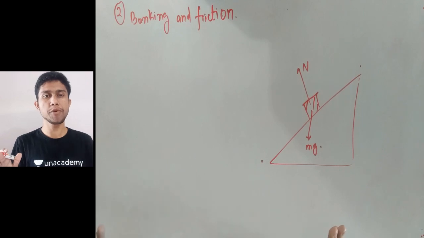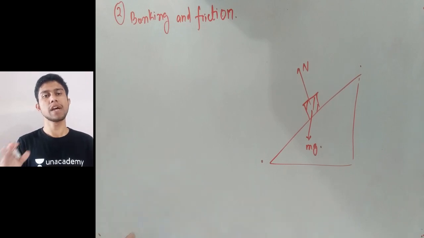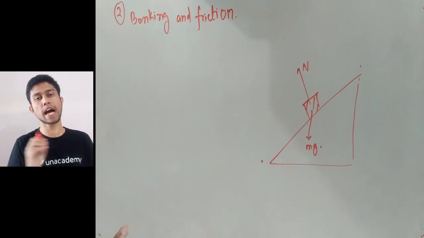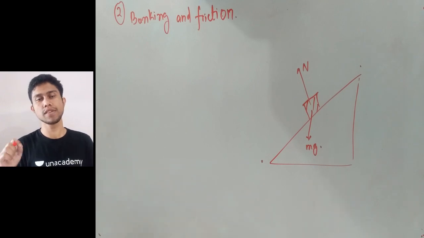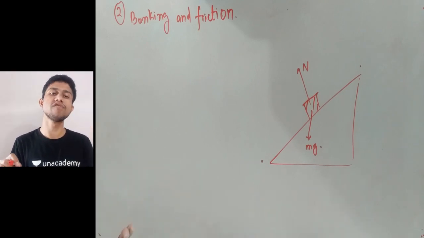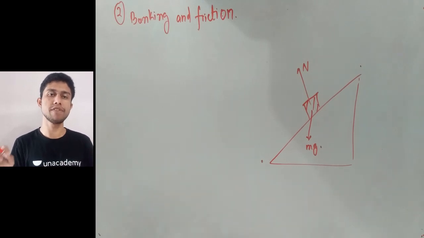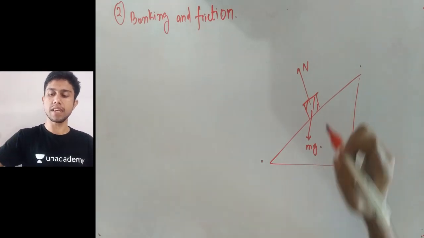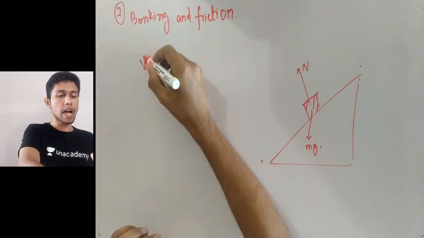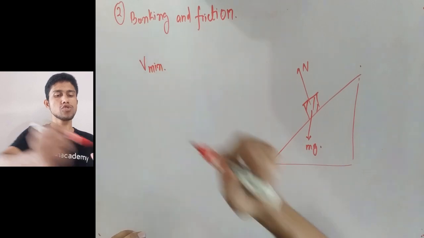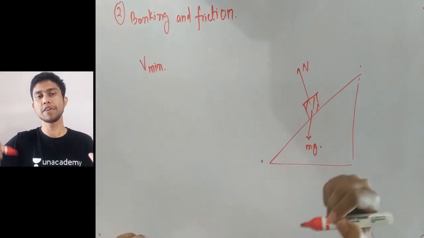If you go below V minimum, your car will skid towards the inner edge. Above V maximum, your car will skid towards the outer edge. So this is how you have to drive your vehicle between V minimum and V maximum. This is the optimum band between which you can drive the vehicle when there is banking and friction. Okay, now we'll see. Now I want to find V minimum. So when can we find V minimum?